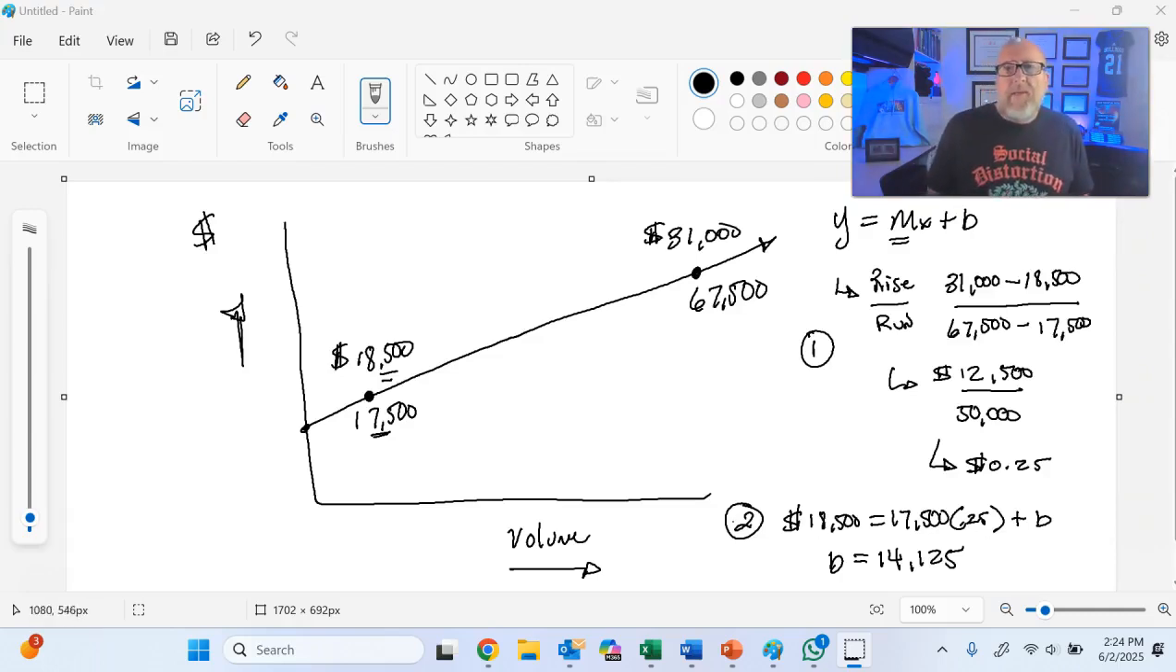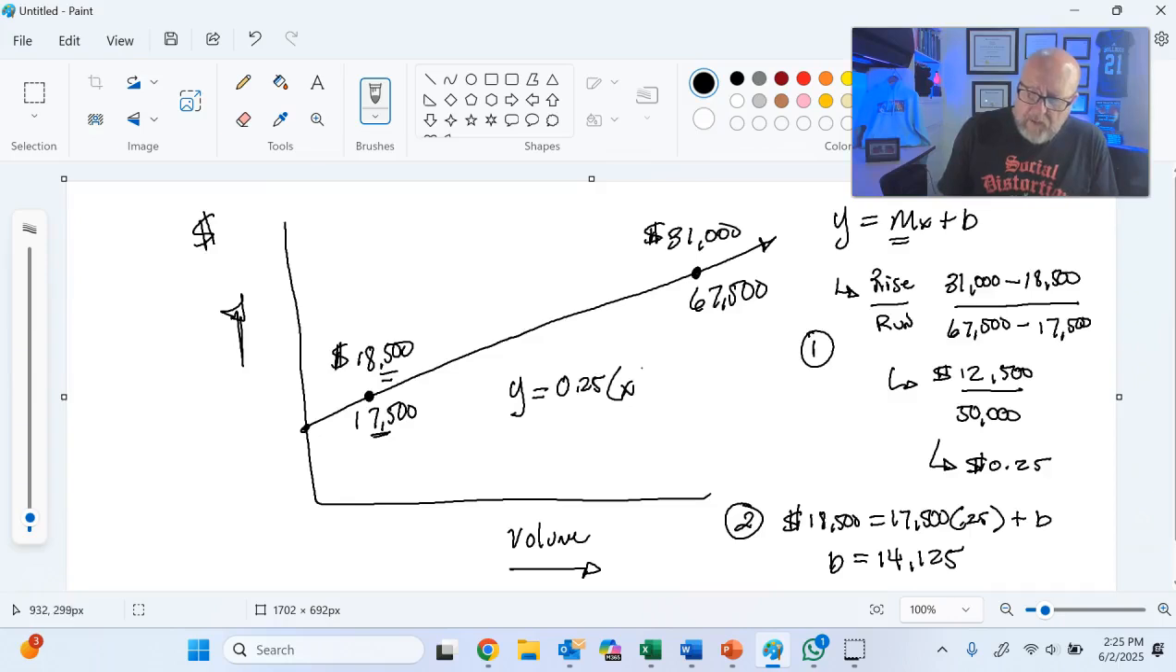17,500 times 25 cents, and then we subtract that from both sides. And so we ultimately get that our fixed costs are 14,125. And now I have the formula to estimate costs. My formula is now Y equals 25 cents per unit times X plus 14,125. I love it.